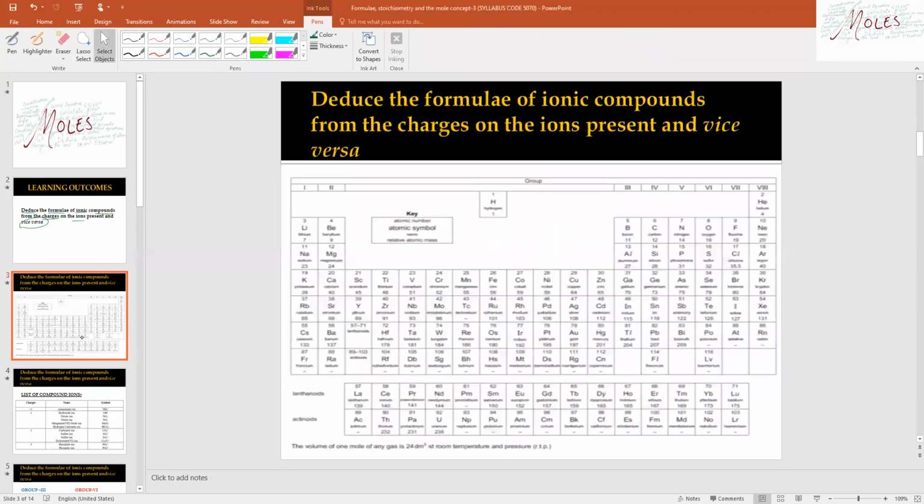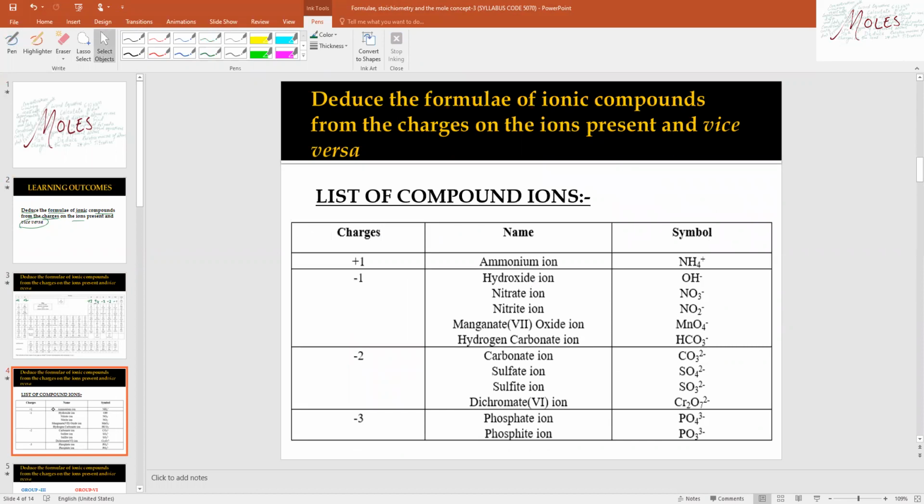Recalling the valency of these groups from the periodic table, these are the valencies: group 1 plus 1, group 2 plus 2, group 3 plus 3, group 4 plus minus 4, group 5 minus 3, group 6 minus 2, then minus 1. Then we have a list of compound ions. Remember, you have to learn these compound ions along with the valency.